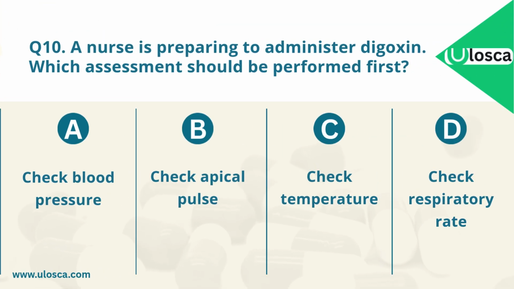Question 10. A nurse is preparing to administer digoxin. Which assessment should be performed first? A. Check blood pressure. B. Check apical pulse. C. Check temperature. D. Check respiratory rate. Which one is the correct answer?